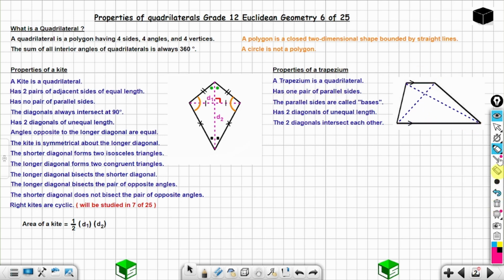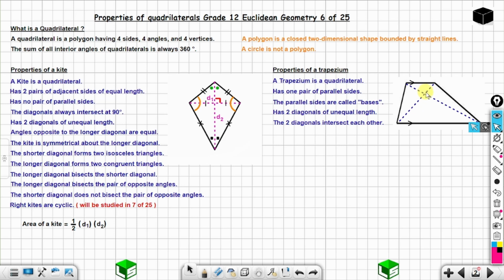And the parallel sides are called bases. This is a base and this is a base. The parallel sides are called bases, and a trapezium has got two diagonals of different length. This length is different from this. Let's carry on. In a trapezium, the two diagonals intersect each other.